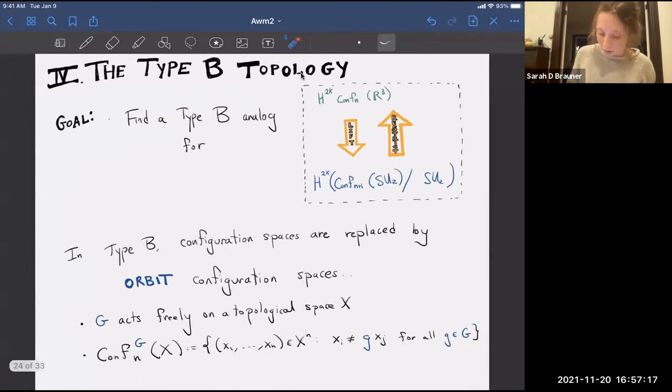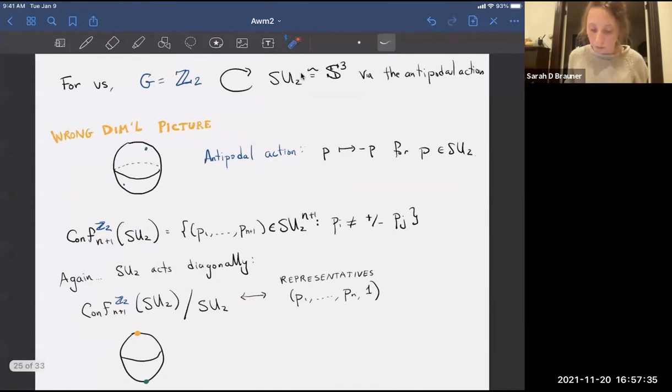Okay, and so now I want to find a type B analog to this topological story. When I'm thinking about type B, instead of thinking about configuration spaces, I'm now going to be thinking about orbit configuration spaces. And I think this is most clear in our example. For us, G is going to be Z2, and it's going to act on SU2, which again is S3. The action is going to be the antipodal action. Pictorially, that's like sending the north pole to the south pole. Algebraically, it's sending P to negative P in SU2.